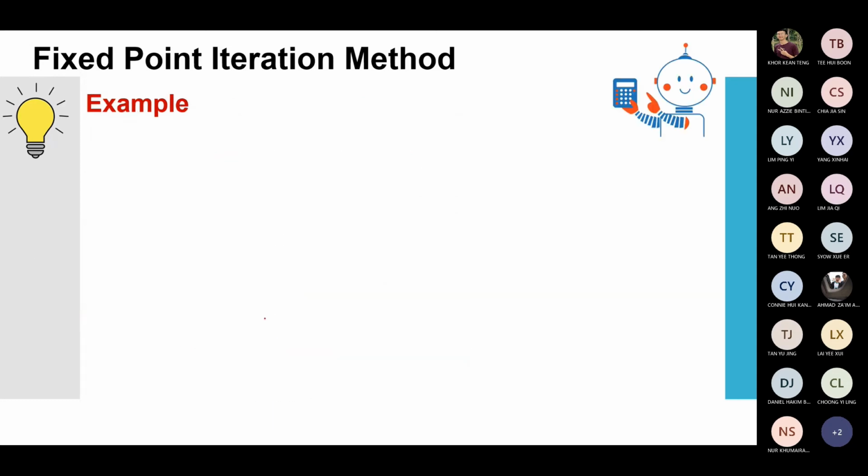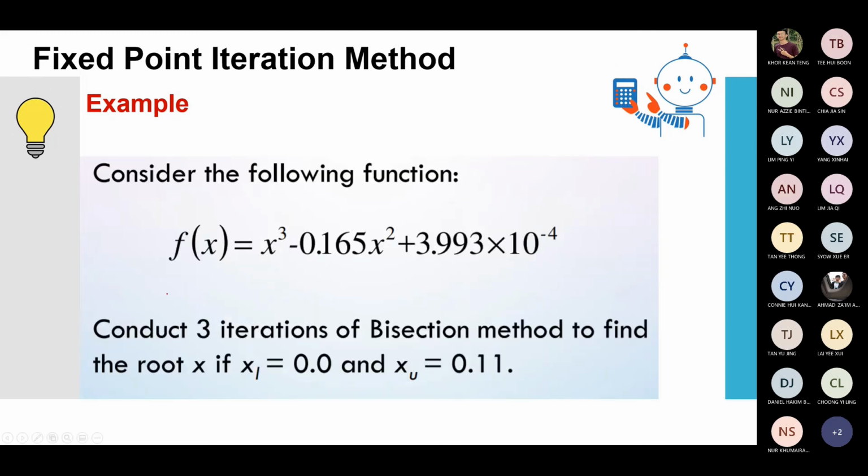All right, take a look at this example, guys. Consider the following function given as f(x) equal to x cubed minus 0.165 x squared plus 3.993 times 10 to the power of minus 4. As you can see, this is a cubic function. The requirement is you need to conduct 3 iterations by using the bisection method, to find the root of x.